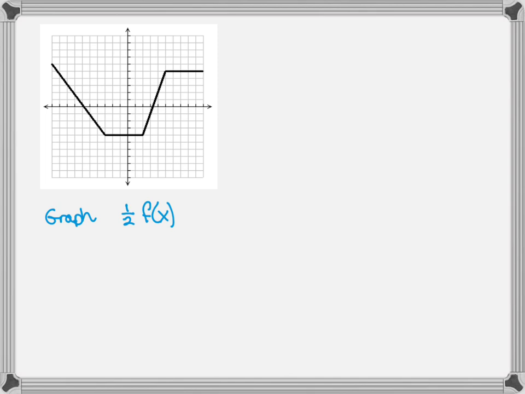So let's look at the graph of 1/2 f of x. And this 1/2 out in front of everything is a vertical compression. If I were graphing 2 f of x with the 2 out in front, that would be a vertical stretch, but a 1/2 would be a vertical compression. So this means we're going to move all of our points half the distance they are from the x-axis.